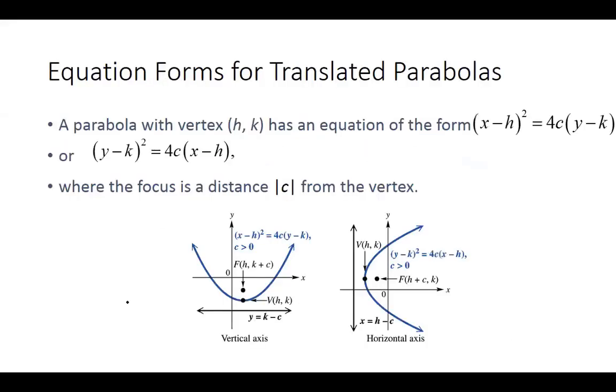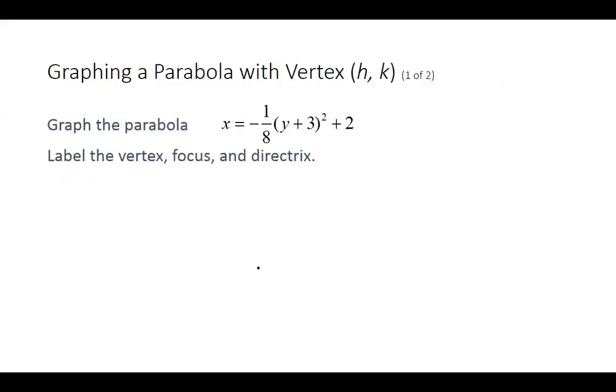The parabola with vertex (h, k) has an equation of the form (x minus h) squared equals 4c times (y minus k). This would be another formula you should include in your summary sheet, where the focus is the distance, absolute value of c, from the vertex. Graph the parabola x equals -1/8 (y plus 3) squared plus 2. Label the vertex, focus, and directrix. You want to rewrite the equation in the form (y minus k) squared is equal to 4c times (x minus h). This was one of the formulas that we should have in our summary sheet.